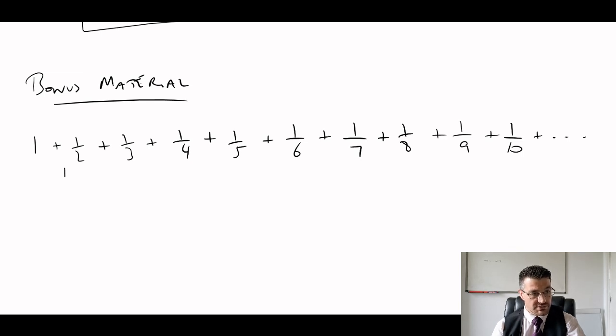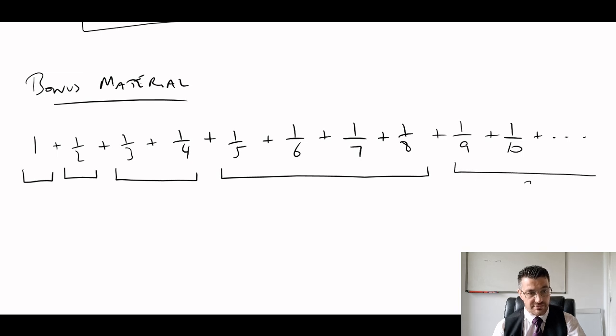Right? So I'm going to group these on their own. I'm going to group these 2 terms together. I'm going to group these 4 terms together. And then I would group the next 8 terms. And then the next 16 terms. And then the next 32 terms. Why? Why would I do this?